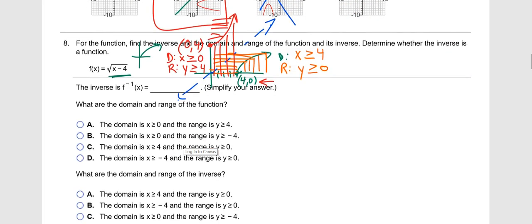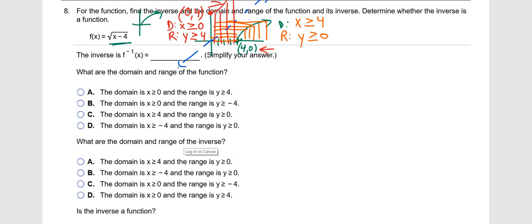Okay? Answer the two multiple choice questions that you see right there with the information you've already written in your notes. What are the domain and range of the function? That's the original one. And what are the domain and range of the new one? Thank you very much.